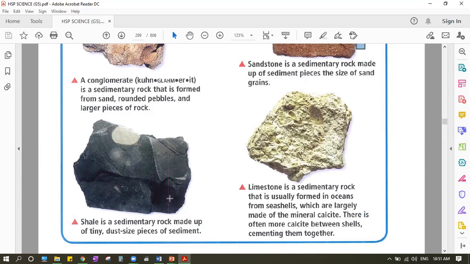When they are gathered together and cemented together, you think that it's really hard and it's not made up of sediments. And then we have limestone, and limestone is one of the rocks that is usually formed in oceans and seashells. You can see it in those things. And this one actually can dissolve in acidic water.